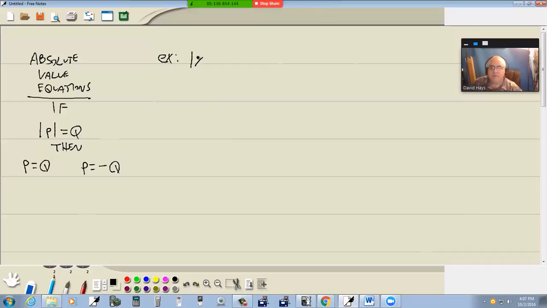So for example, I have this. Now, key to using this is you have to have the absolute value by itself on the left side. If it's not, you have to use the same technique we used in the radical equations to get the radical by itself. Well, this is by itself. So what's inside our absolute value is p, and the other side is our q.